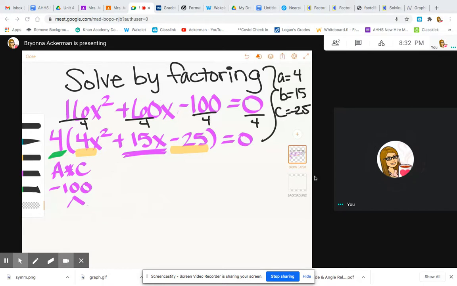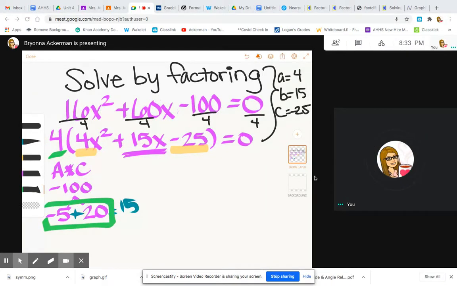Okay, and so we could try 5 times 20. And remember, the 15 is positive, so we probably want this one to be negative, the smaller one. And so when I add those together, negative 5 plus 20 does give me the 15. And so those are the factors that work.